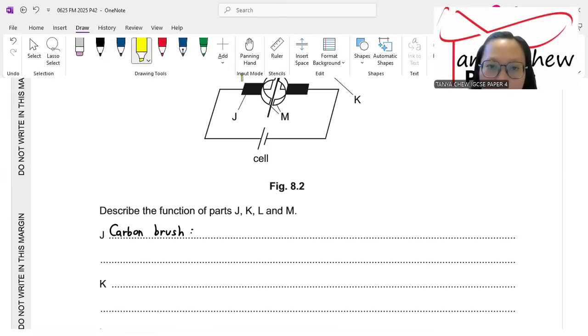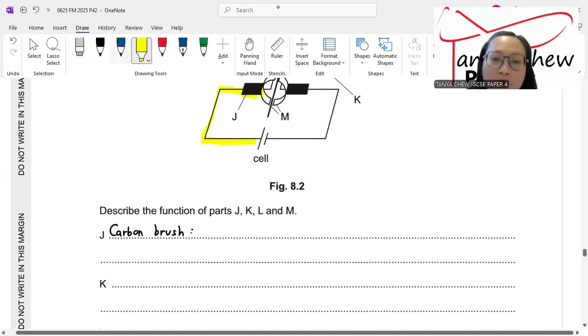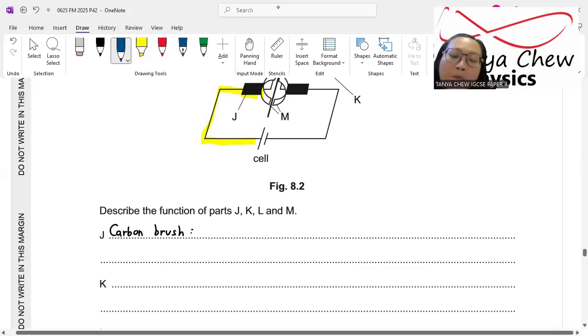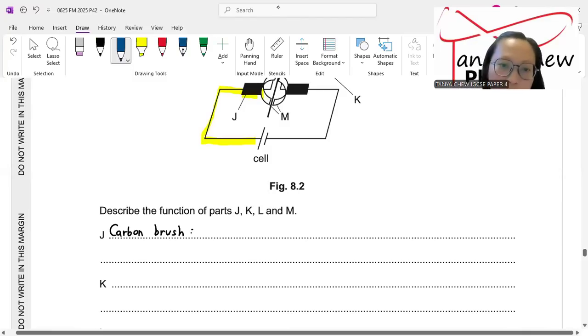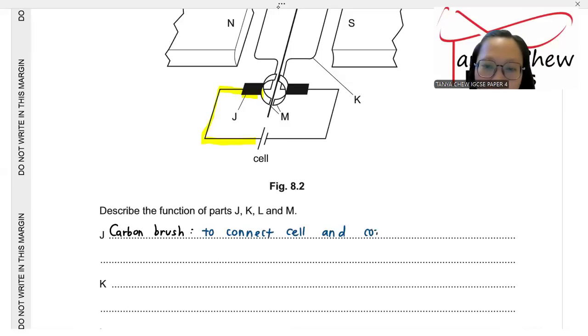Carbon brush, you see where you get confused. I want you to see: carbon brush is being connected to M and what? And cell. Cell is the one that provides the current to the whole circuit. So carbon brush will act as a circuit completer so that the current can flow from the cell to the coil, to connect cell and coil.